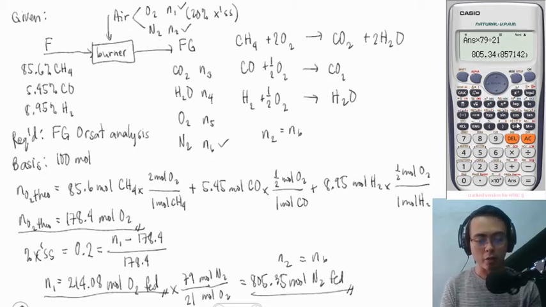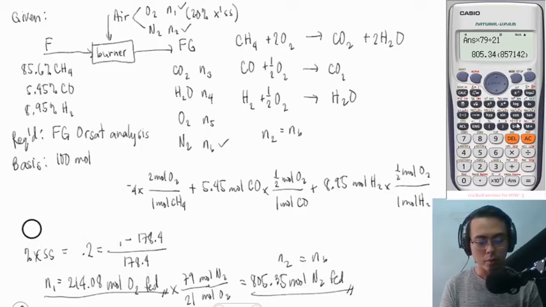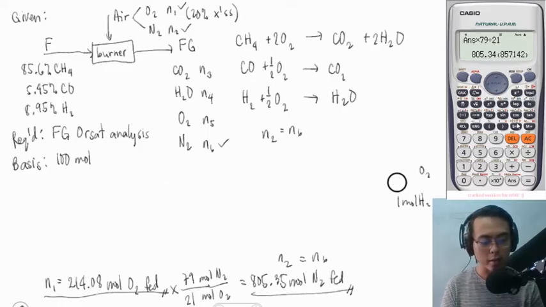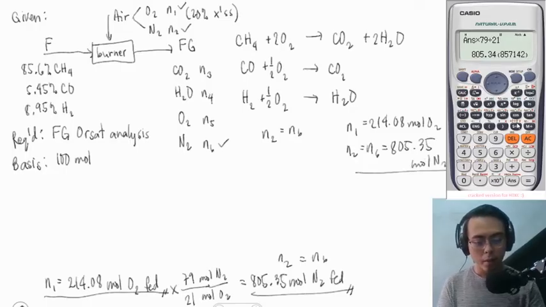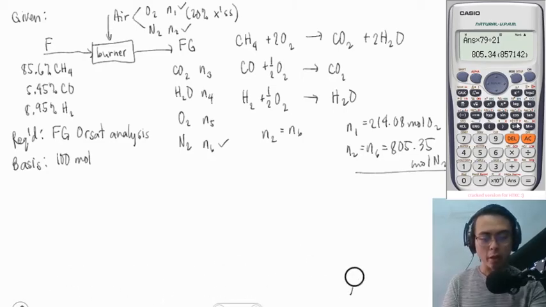Okay, so let me first erase some parts. We just need the values of N1, N2, and N6. So let me write them here. N1 is 214.08. N2 and N6 is 805.35. Okay. So after you're done with the O2 theoretical, you proceed with the elemental balances or the atomic balances.